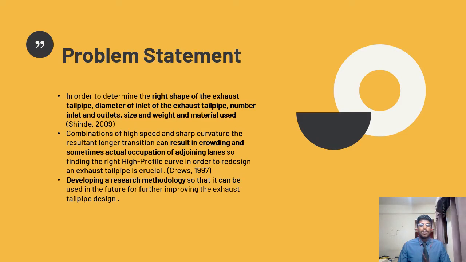Moving on to the problem statement. Shin 2009 states that the right shape of exhaust tailpipe, diameter of inlet of the exhaust tailpipe, number of inlets and outlets, size and weight, and also the material used will affect the performance of the exhaust tailpipe. Moving on to Cruz in 1997, he states that if we don't use the Bezier curve properly, it can result in crowding and also sometimes actual occupation of adjoining lanes, which will decrease the performance of the exhaust tailpipe. And the last problem statement is actually to develop a research methodology in order to design an exhaust tailpipe.